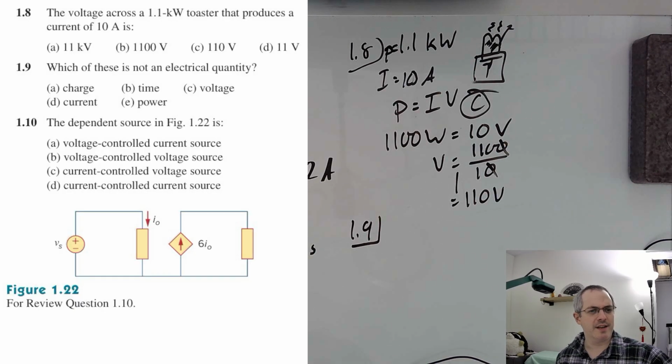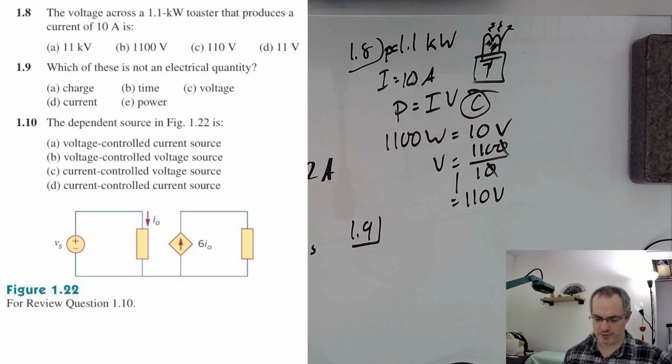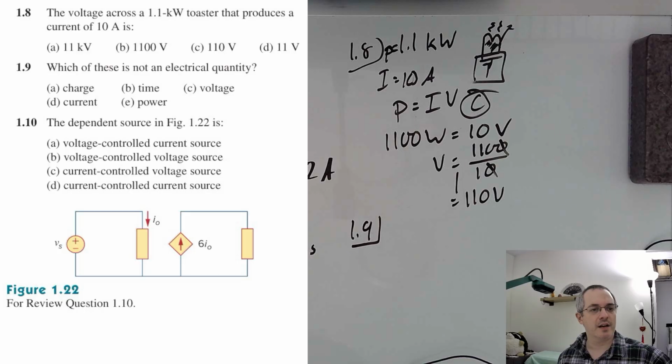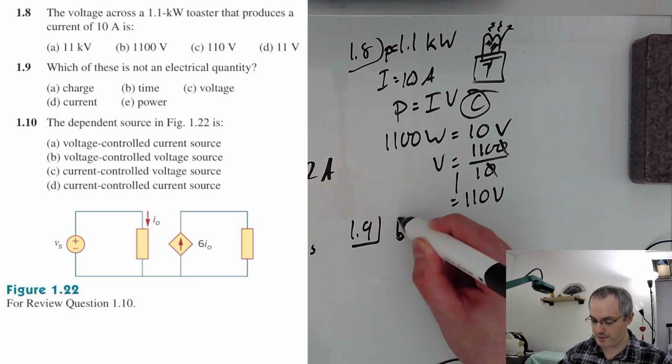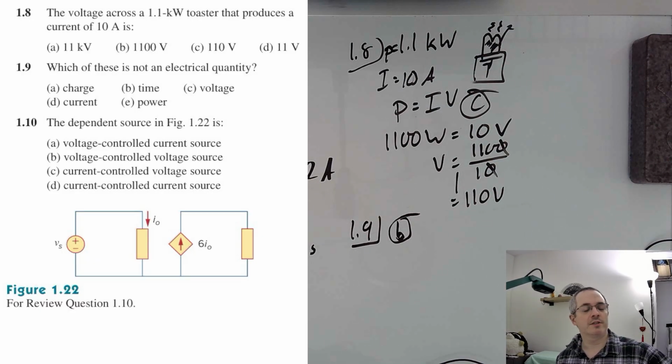Which of these is not an electrical quantity? So we've got charge. We've been using charge. Time. Well, we've been using time. Voltage, we've been using that. Current, we've been using that. We just used power. So I don't know. Well, it's time. Charge, voltage, current, and power.